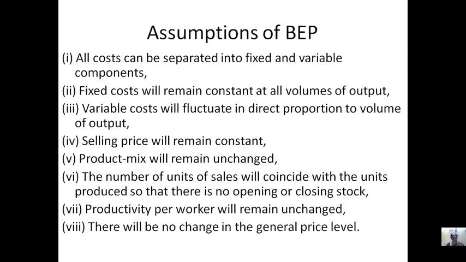Production and sales quantities, sales will coincide with the units produced. Means the entire output manufactured, they should sell at a time, but it is not possible in practice. So no one can sell the entire output at a time. This is the limitation.